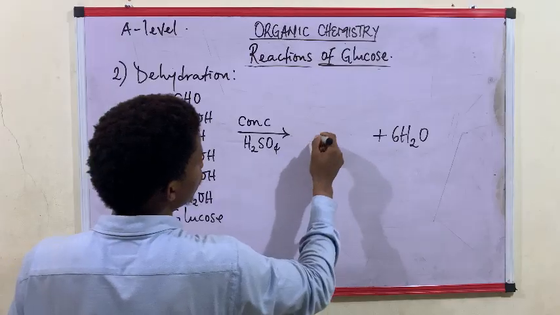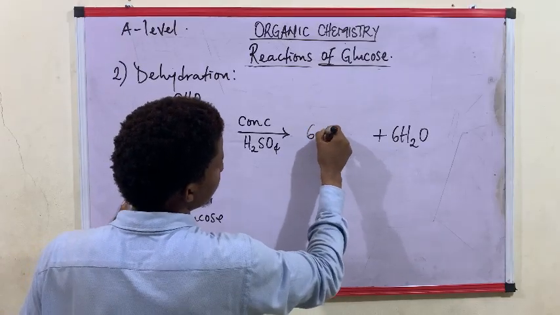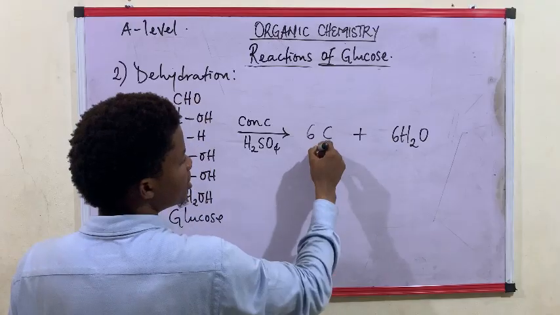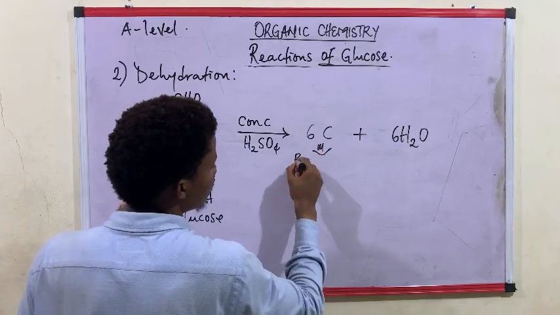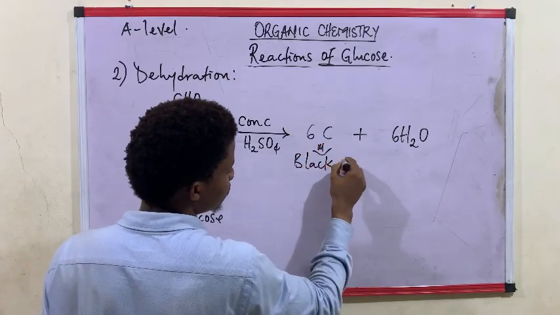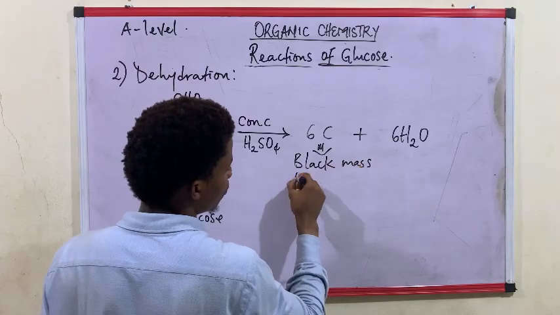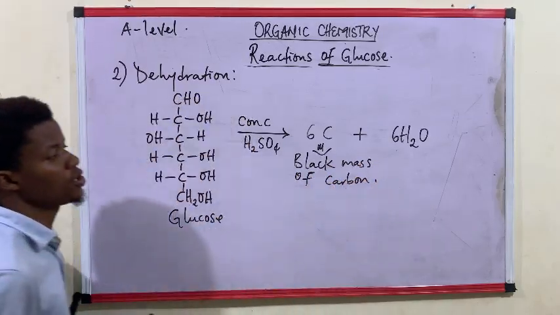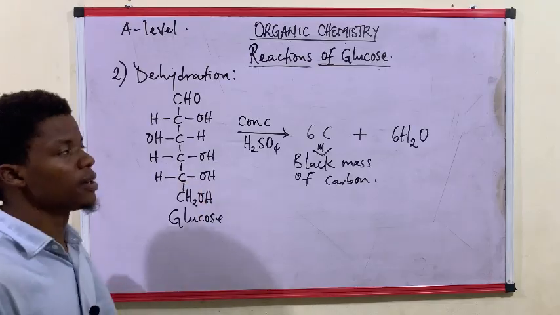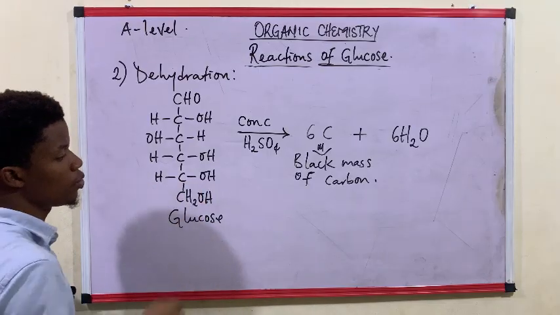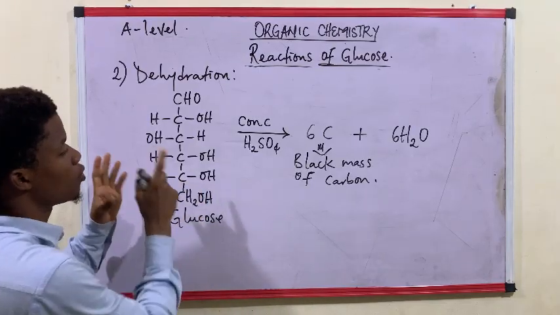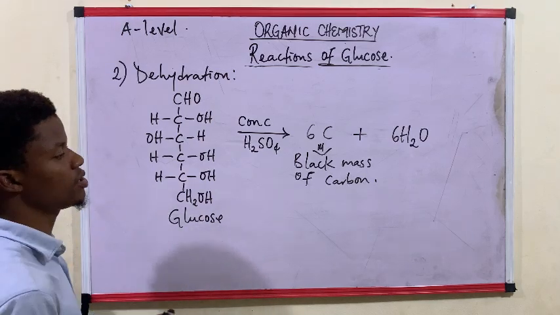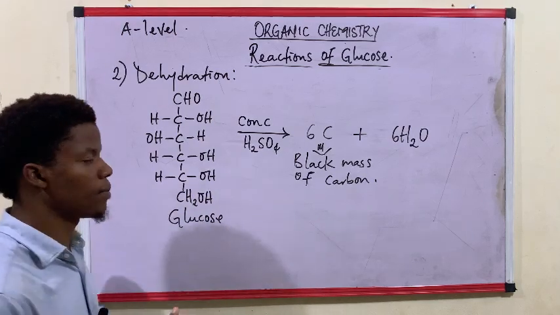So what is left for us is what? 6 carbon. Alright? So this guy is referred to as a black mass of carbon. So this is what we mean by a dehydration reaction of glucose. So please take note, glucose, in the presence of concentrated H2SO4 is dehydrated to what? Just a black mass of carbon.